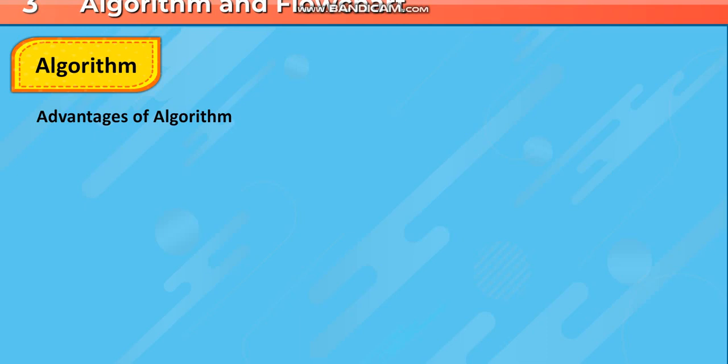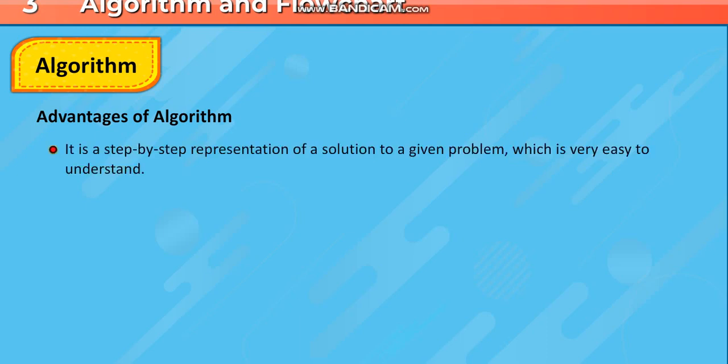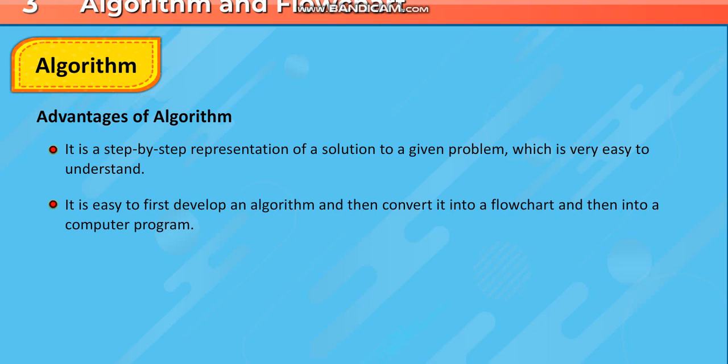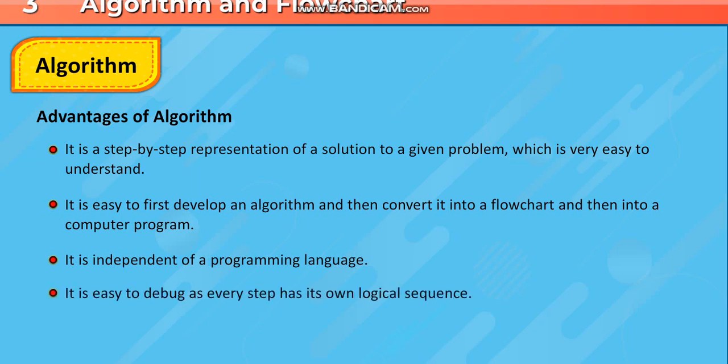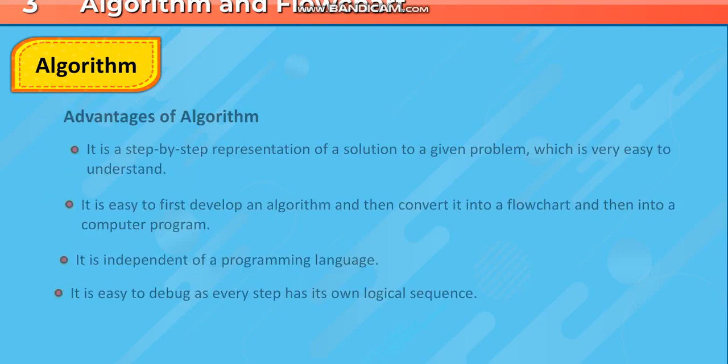Advantages of algorithm. It is a step-by-step representation of a solution to a given problem, which is very easy to understand. It's easy to first develop an algorithm and then convert it into a flowchart and then into a computer program. It is independent of a programming language. It is easy to debug as every step has its own logical sequence.